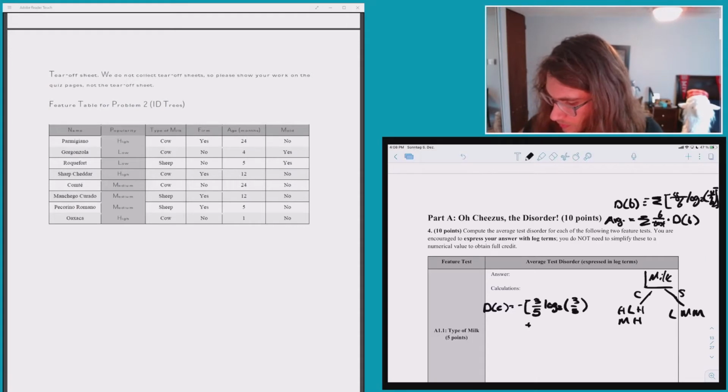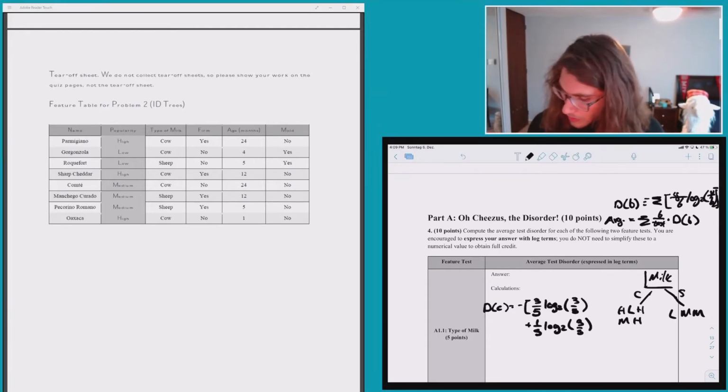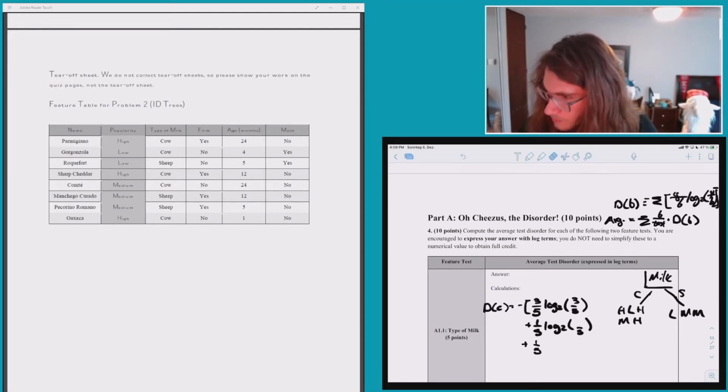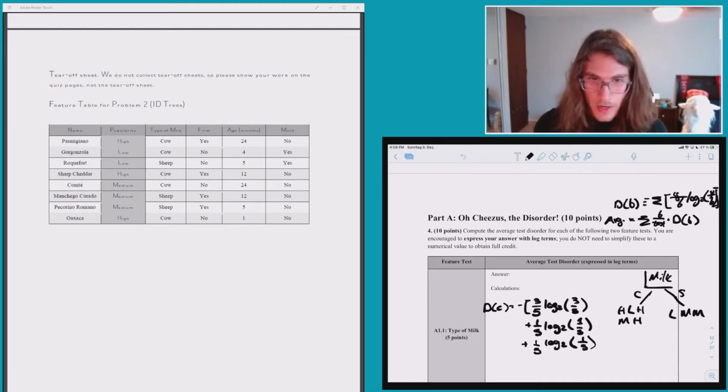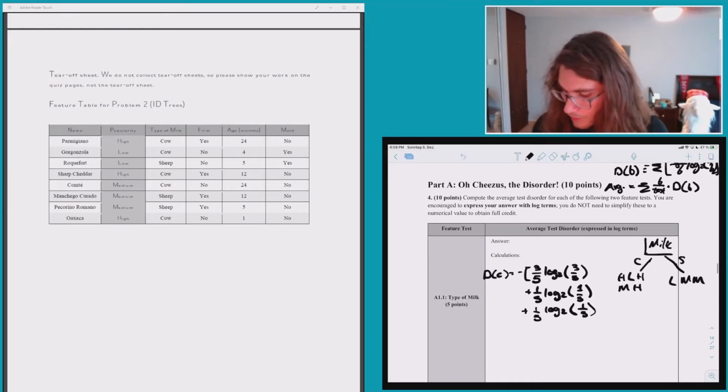plus, let's see, there's one in medium and one in low, so that's plus 1/5 log base 2 of 1/5, and then 1/5 again, log base 2 of 1/5. So that's the disorder of cow. Now for the disorder of sheep. Whoops, last bracket.